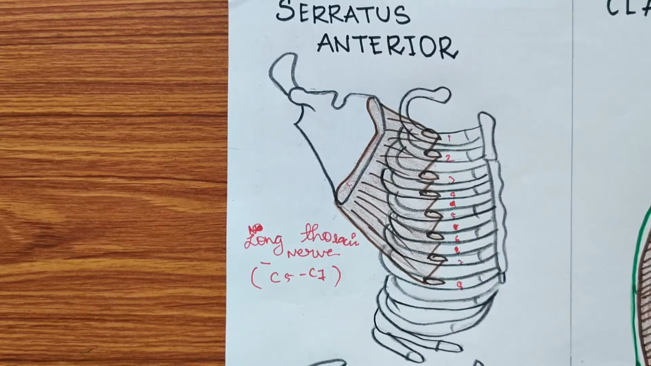Another important action, it helps in the overhead abduction of the arm. It moves the scapula laterally and upward during this overhead abduction of the arm. So this action is also assisted by another muscle which is trapezius. So lower part of the trapezius and lower part of the serratus anterior will help in overhead abduction of the arm.